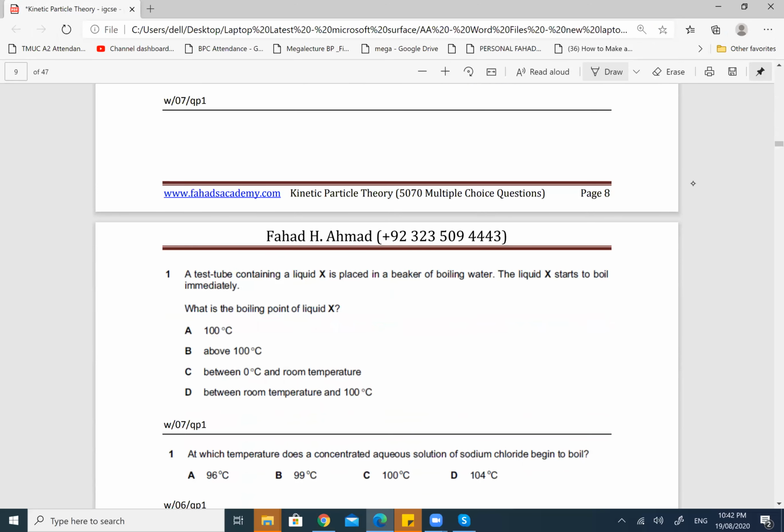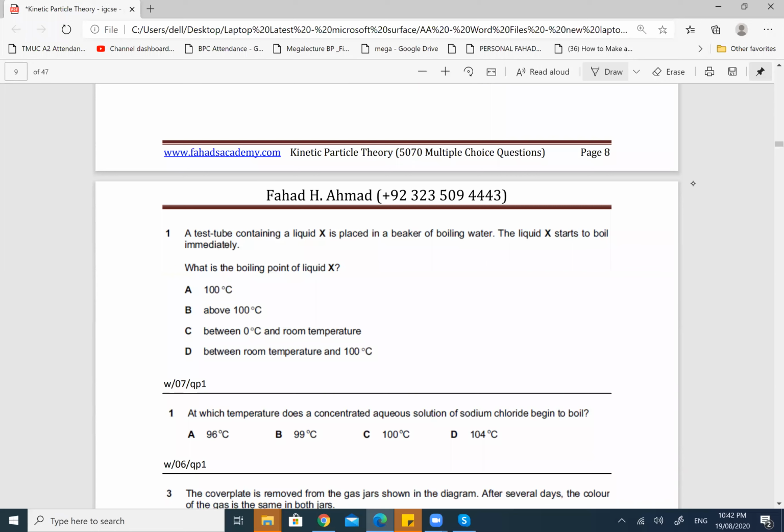Now, next one. This one is kind of a tricky question as well. A test tube containing a liquid X is placed in a beaker of boiling water. So there's a test tube and there's boiling water, and the test tube has X in it. The liquid X starts to boil immediately. What is the boiling point of liquid X?